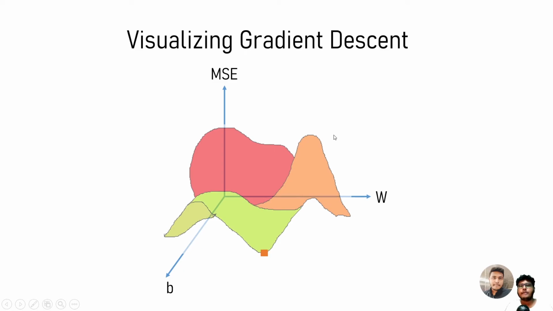So for different values of W and B, you can have different loss functions or different values of losses, and you need to find that value of W and B for which this loss is minimum. And in this minimum loss, you again have some values of W and B as mentioned, right? And those are going to be the best values for them.